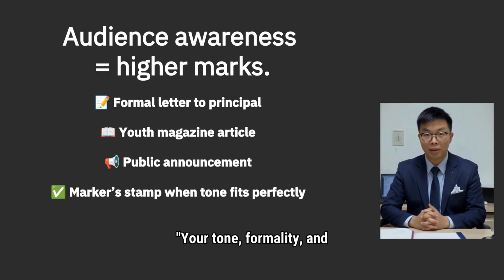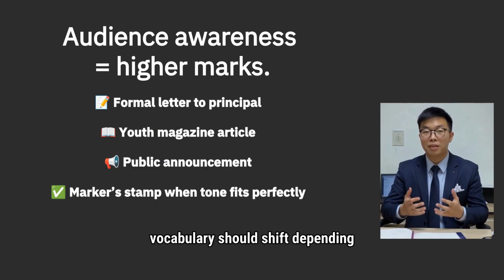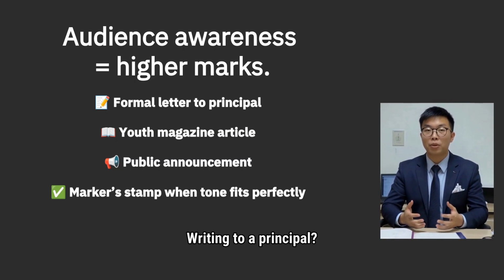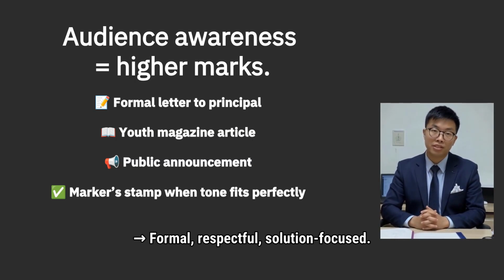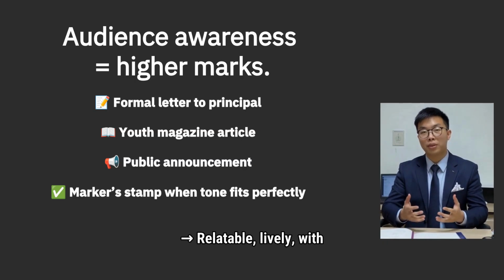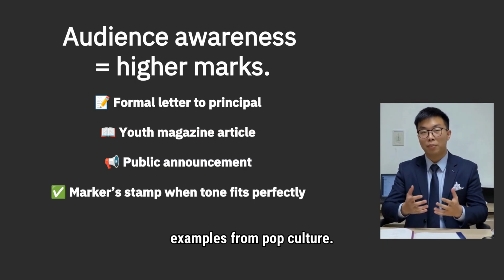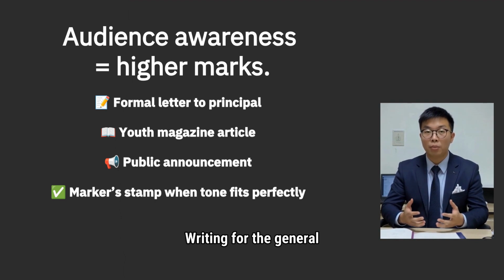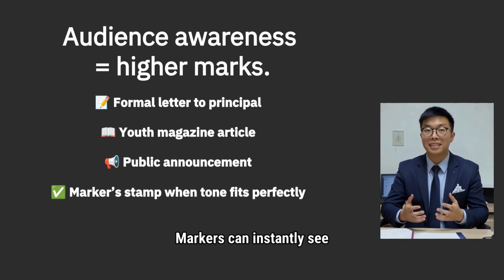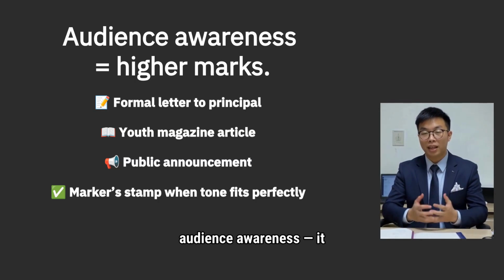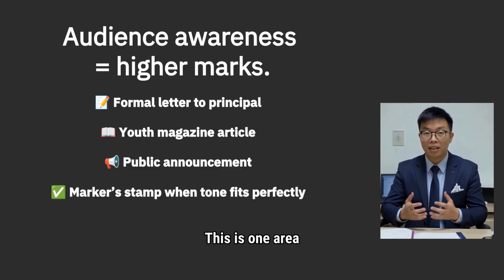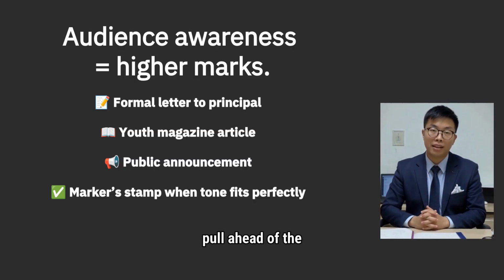Your tone, formality, and vocabulary should shift depending on who you're writing for and why you're writing. Writing to a principal: formal, respectful, solution-focused. Writing for a youth magazine: relatable, lively, with examples from pop culture. Writing for the general public: clear, balanced, and professional. Markers can instantly see when a piece has audience awareness. It shows maturity and control. This is one area where top students often pull ahead of the rest.